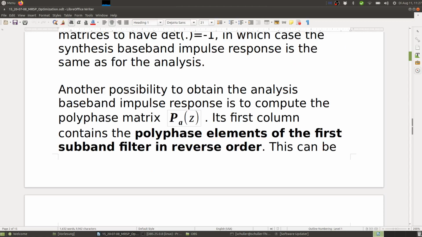Yeah, so another possibility to obtain the analysis baseband impulse response is to compute the full polyphase matrix P_A(z), including the cosine modulation part, meaning including the multiplication with a DCT4 transform matrix. Its first column contains the polyphase elements of the first subband filter in reverse order, as we saw. Right? If we just take this F_A(z) and multiply it with the first column of our transform matrix, then we have the polyphase components of our first subband impulse response.